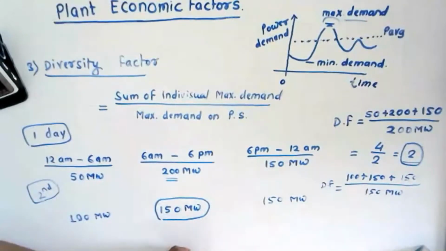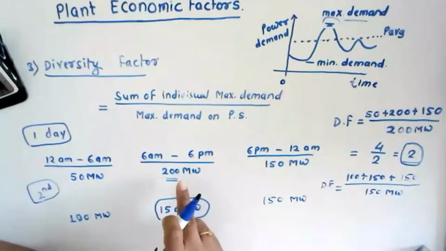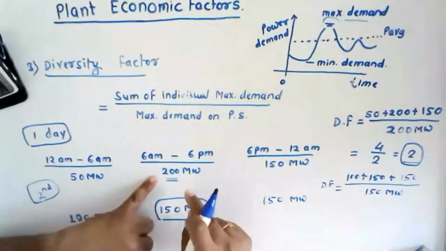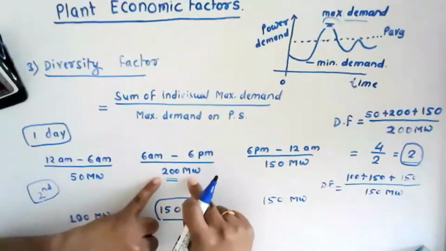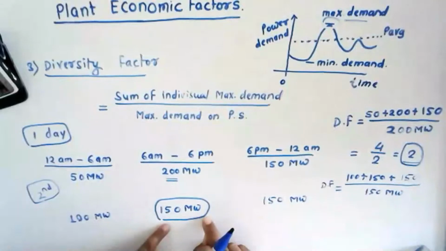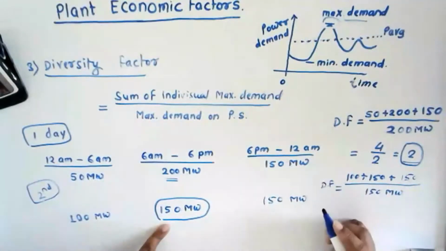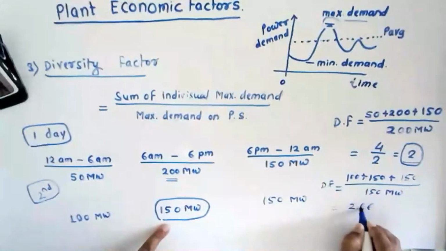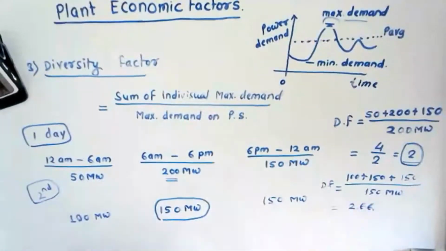So what is going to change here? The change is, in the individual time period, that is the morning day time period, what was my maximum demand, and what is it now? 150 megawatt. So what is my diversity factor here? According to you, my diversity factor is now 2.66. Okay, 2.66.